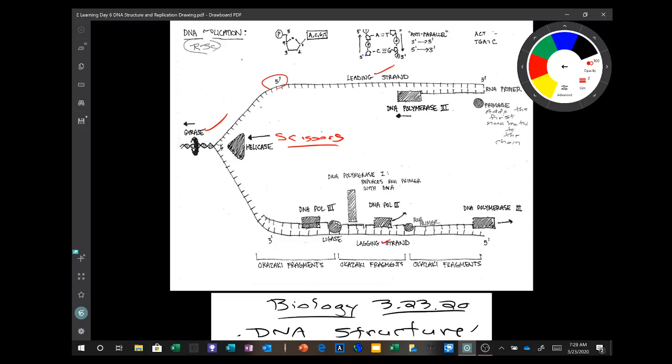So you might be thinking, why does the lagging strand lag behind the leading strand? And the answer is the direction in which the DNA is replicated. This strand is going to unwind, and the replication is basically going in this direction. So on the leading strand, the replication goes this way. All right, so there's the replication occurring. On the lagging strand, the replication is going this way.